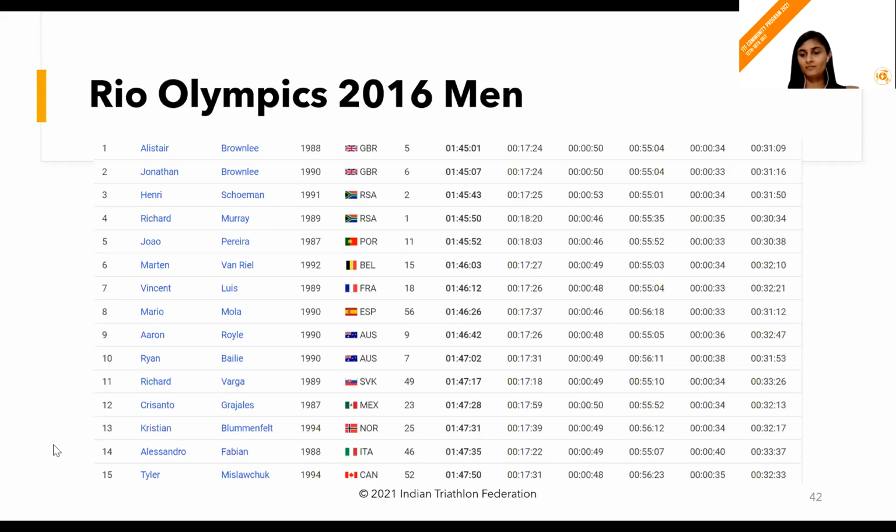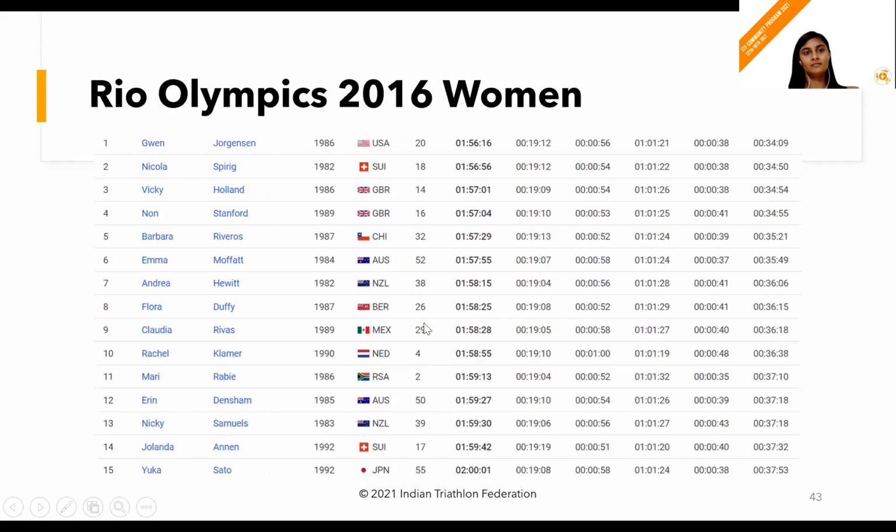When you look at the women, again, considering it was pretty hot in Rio, 34, 34, 34. So at least the top 6 are under 36 minutes. Again, keep in mind hot conditions after the swim and the bike.